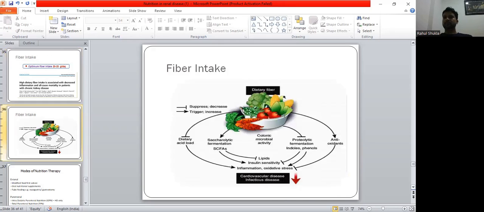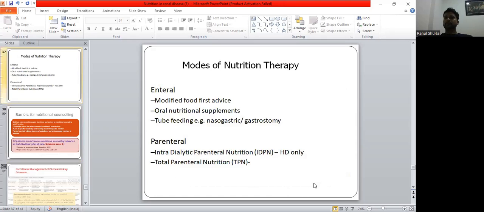So several sources of fiber should be kept in mind, and because of the dietary fiber, they have antioxidant property, and they also protect from fermentation of indoles and phenols, and colonic microbial activity is also preserved, and because of this, dietary acid load is also decreased. So ultimately, inflammation and oxidative stress is decreased, and it leads to decreased cardiovascular risk, and infectious disease complication is also decreased.